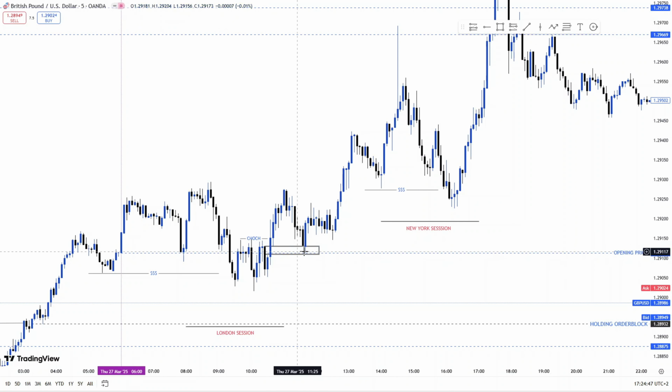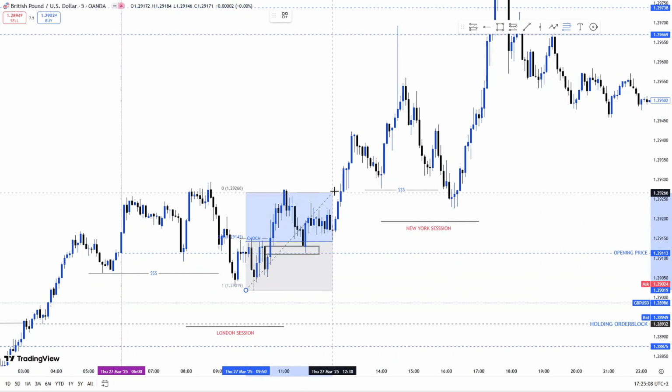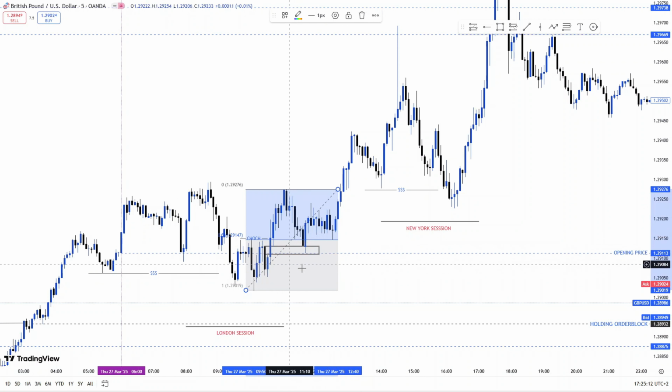The breaker block is aligned with the fair value gap, making it a stronger PD array that we know price is gonna come to take to enter this and go up. And if you look closely, the PD arrays are in the discount zone, because we know that price goes from premium to discount, discount to premium. So here all the PD arrays are in the discount.